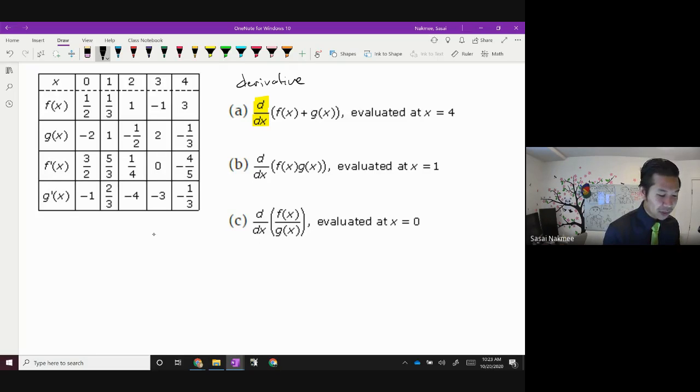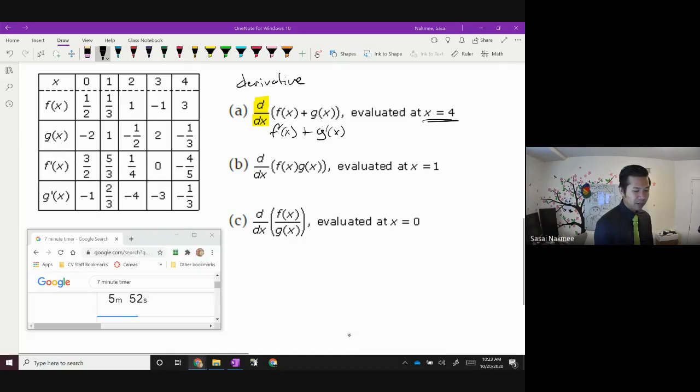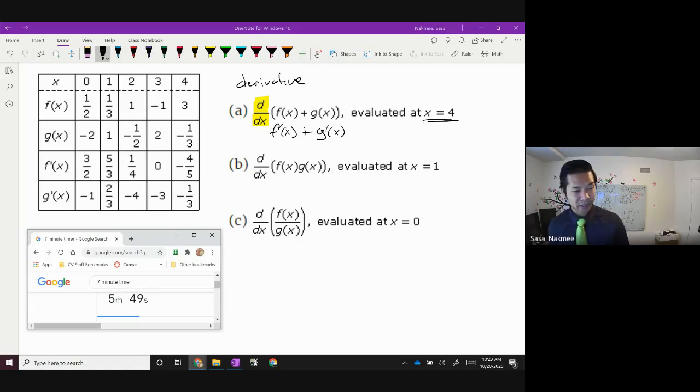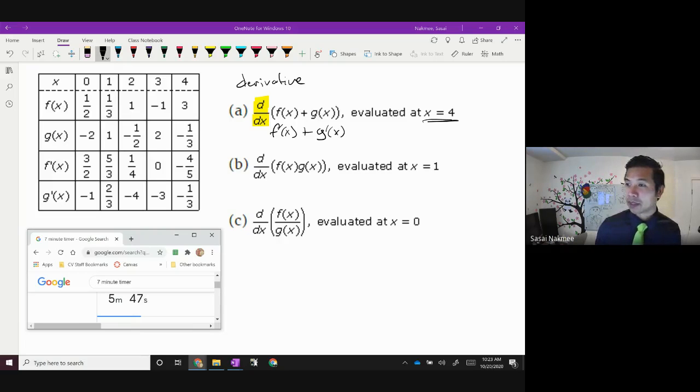Meaning, what's the derivative of f of x? Why, that's simply f prime of x. What's the derivative of g of x? Why, that's simply g prime of x. And I just add them together. And then I need to evaluate it at 4. And hopefully you guys can look at the table to figure out where those values are. And that's how I would start off that first one. So keep going if you already got that one.